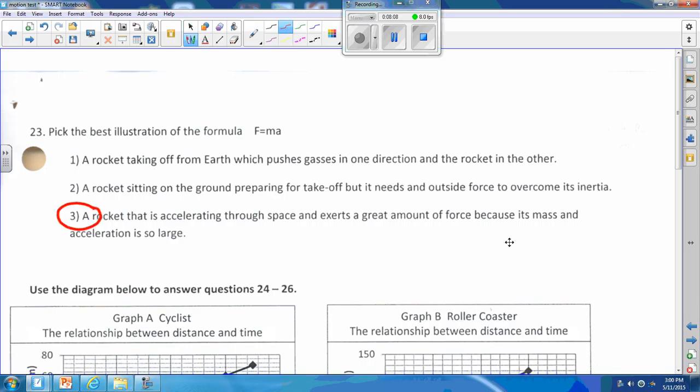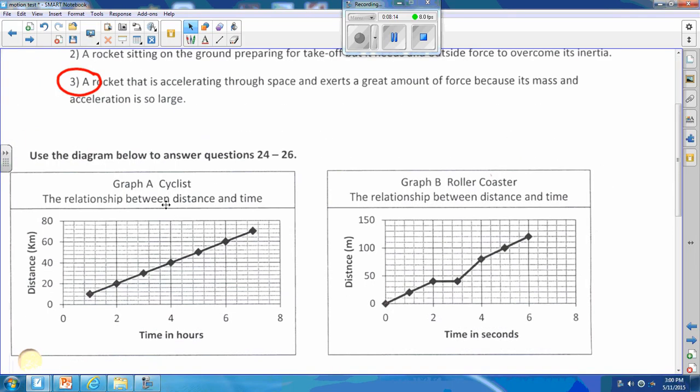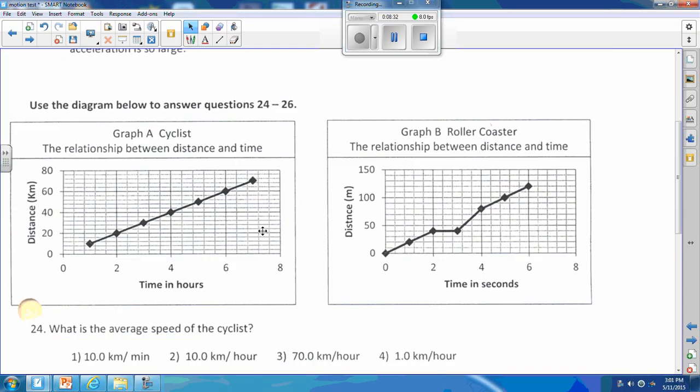Looking at questions 24 to 26, we have 2 graphs to look at. There's a graph of a cyclist that is a straight line and a graph of a roller coaster that's a straight diagonal. Then it goes straight parallel to the x-axis, and then it kind of curves a little bit. So 3 different things are happening here, but this is just a straight constant speed in that first one.